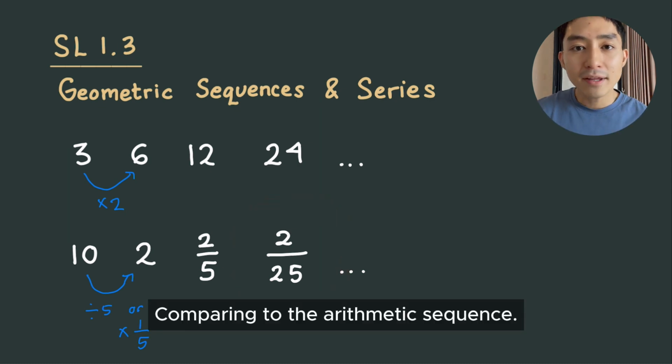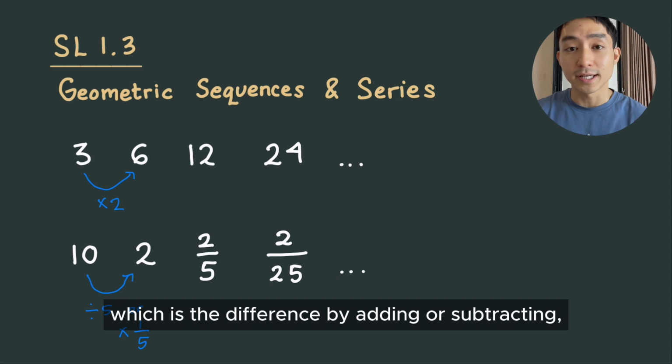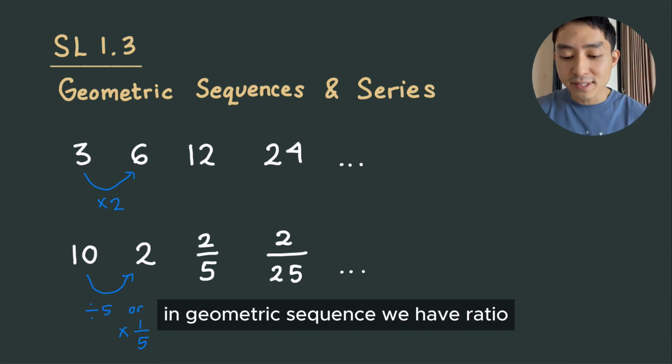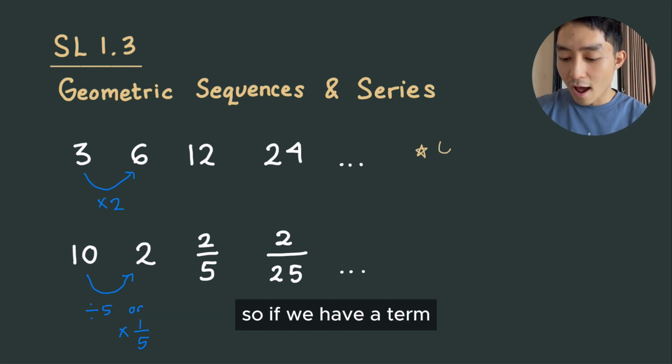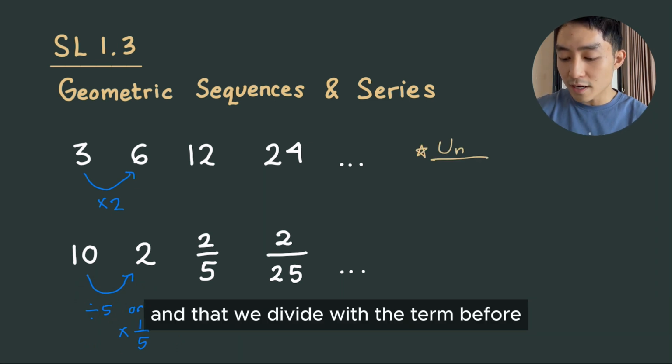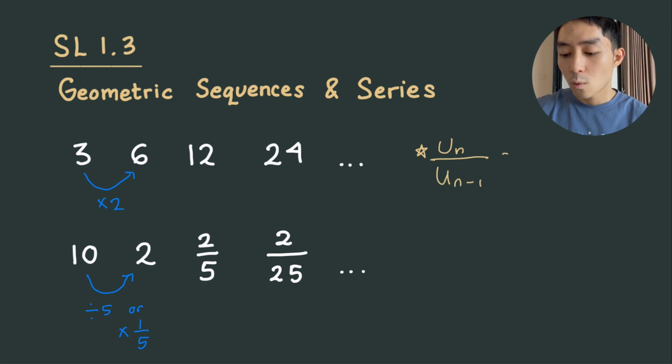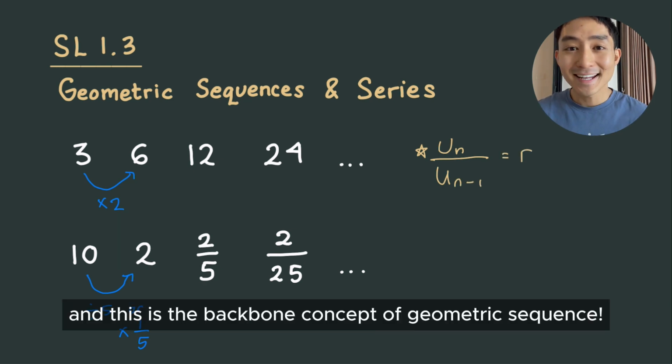Comparing to the arithmetic sequence, which has a difference by adding or subtracting, in a geometric sequence we have a ratio, which we get by multiplying or dividing. So if we have a term and then we divide it by the term before, we get the ratio. And this is the backbone concept of geometric sequences.